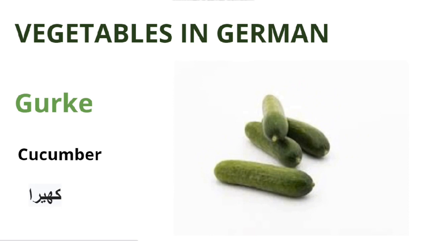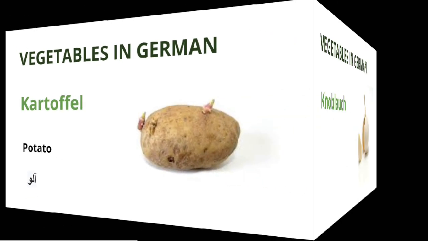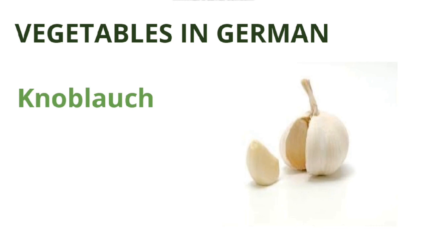Next vegetable is Kartoffel. Kartoffel, which means potato in English. Another vegetable of everyday use is Knoblauch. Knoblauch, which means garlic in English.